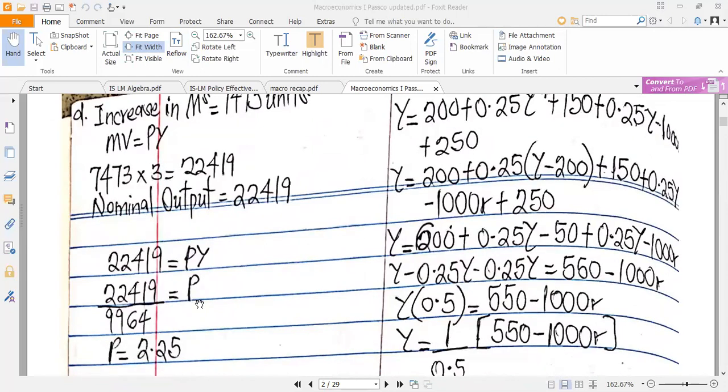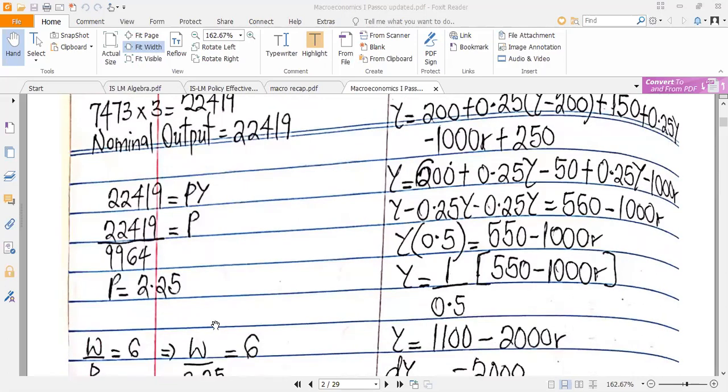If you want to find price, know that when they change the money supply, it doesn't affect the real variables. So here the Y won't change from B. The question is referring to B, the initial one that we found, and there Y was 9964. So to find your new price level, you divide the new nominal output, which is your MV, by your old real output, and that is 2.25. You see that because there's an increase in the money supply, there's an increase in price.